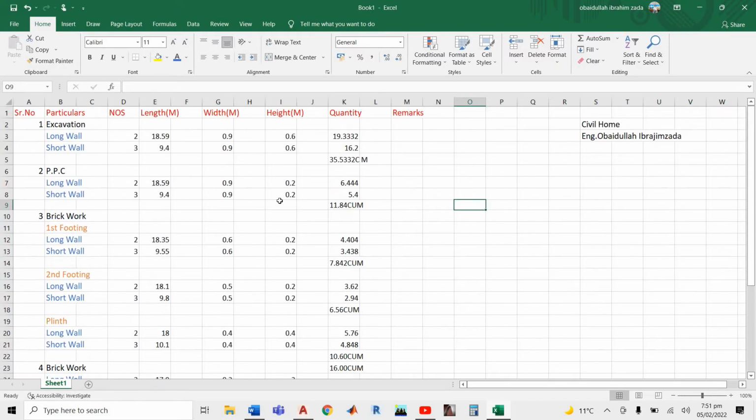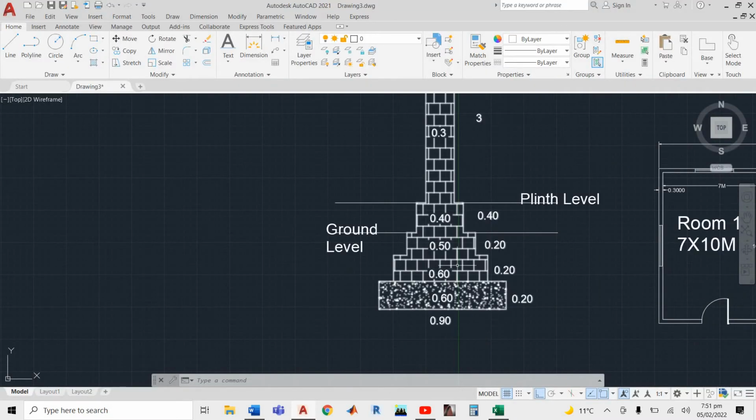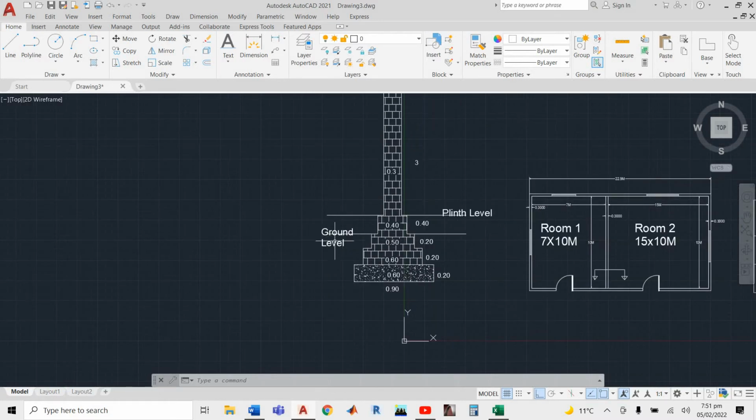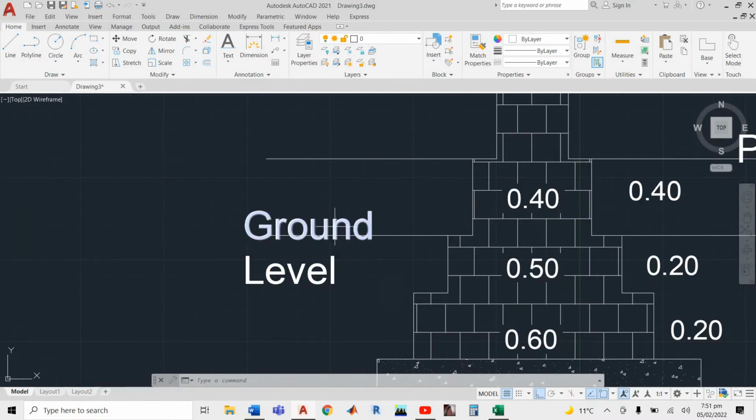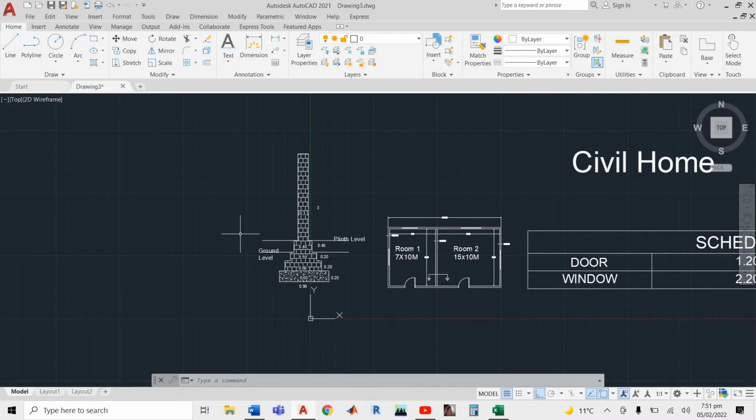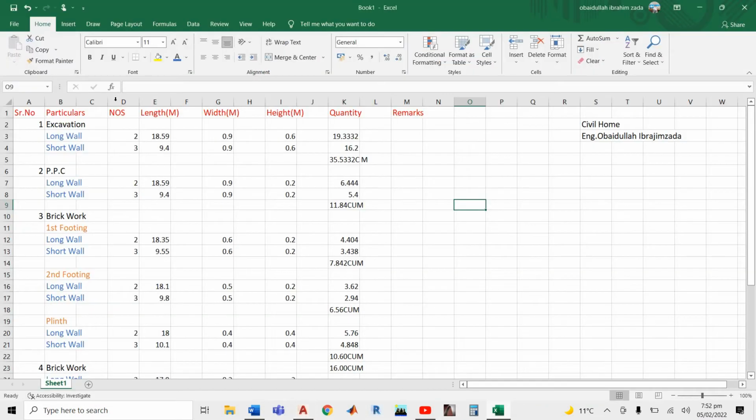In here, first of all, we have excavation. In excavation, what should we consider? We should consider up to ground level. It means we have to consider PPC, first footing, second footing. We have to consider these three steps up to ground level. So up to in here belongs to excavation. So now what should we do in here? In excavation, first of all, how much is in here?